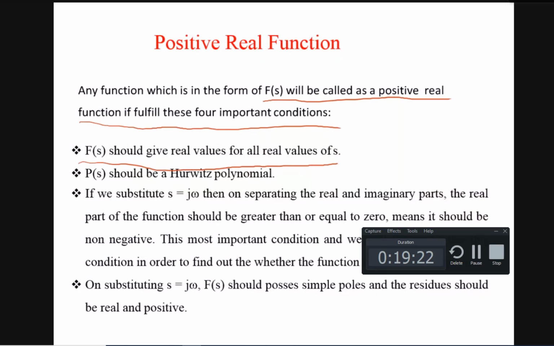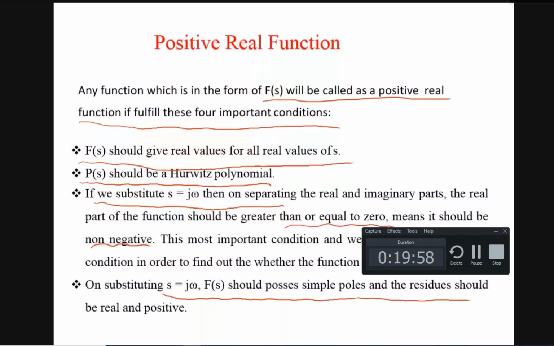F(s) should give real values for all values of s, and P(s) should be a Hurwitz polynomial. And if we substitute s equal to j omega, then on separating the real and imaginary parts, the real part of the function should be greater than or equal to 0, meaning it should be non-negative. This is the most important condition. We will frequently use this condition to find out whether the function is positive real or not. On substituting s equal to j omega, F(s) should possess simple poles and the residues should be real and positive. These are the conditions for a positive real function.